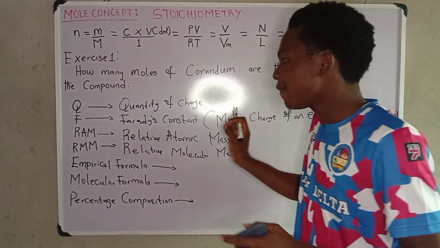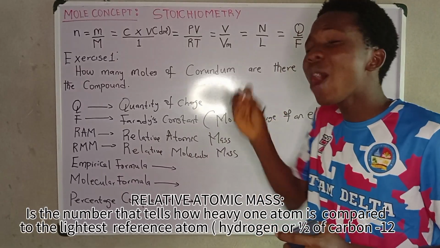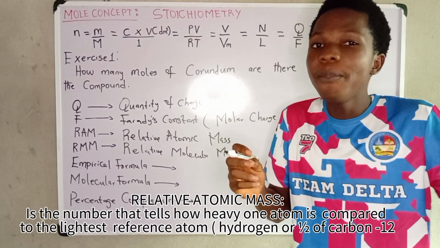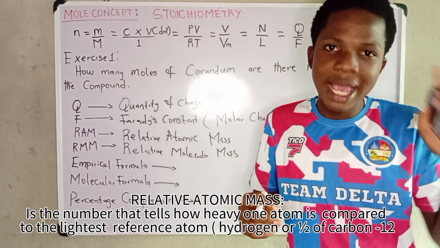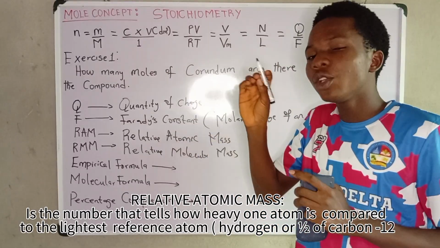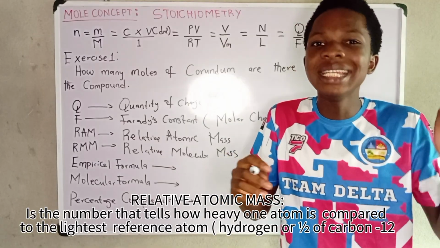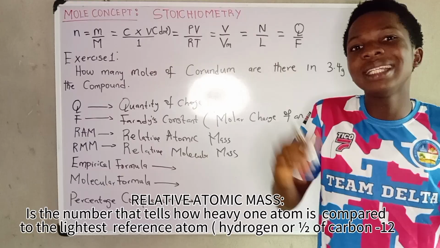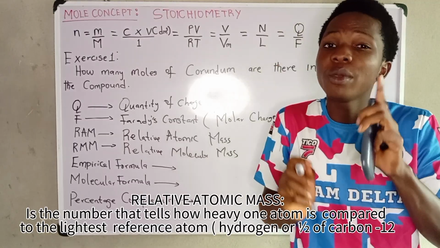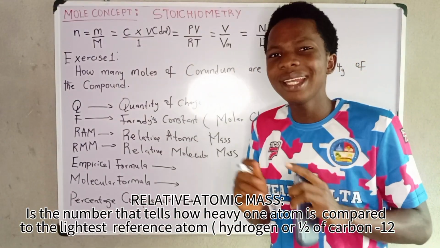Alright, what is relative atomic mass? Relative atomic mass is the number that tells us how heavy an atom is compared to the lightest known element or atom. I come again, relative atomic mass is what? A number which is used to tell how heavy an atom is relative to the lightest known element, which is what? Hydrogen. Now, to be more specific or more correct, we say 1/12 of what? Carbon 12.